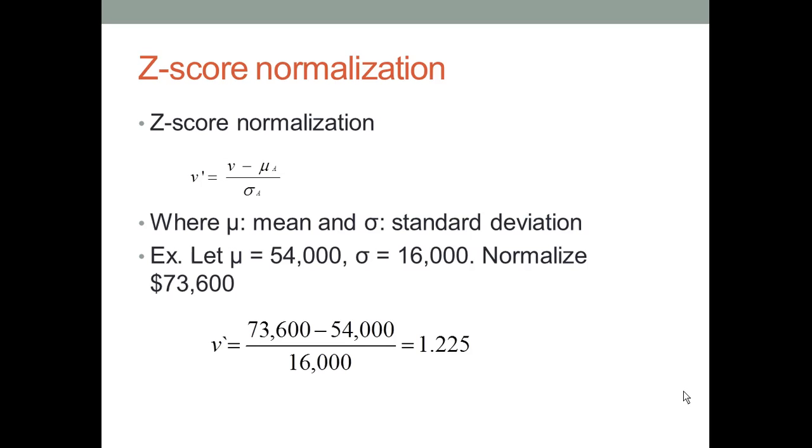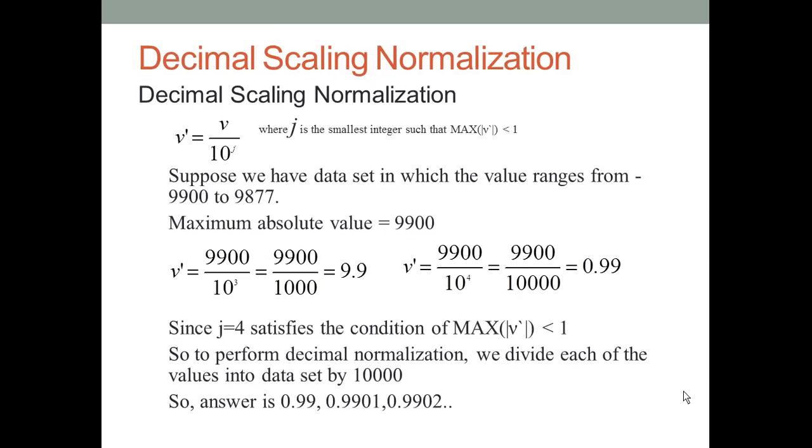The next method is again very simple. It is called Z-score normalization. So the formula is already given. In Z-score normalization, you work with the mean of the range and you work with the standard deviation which was observed in a given range. So your mu becomes your mean and your sigma becomes your standard deviation. As you can see, they have given you the value which is to be normalized, and it's quite straightforward and easy. The next one that you are going to look at is decimal scaling normalization.